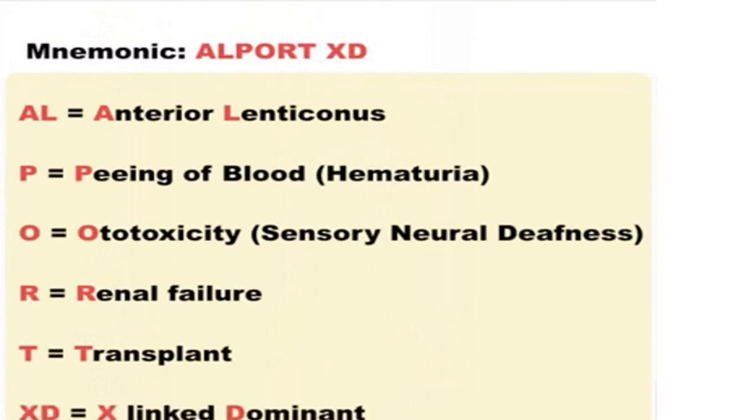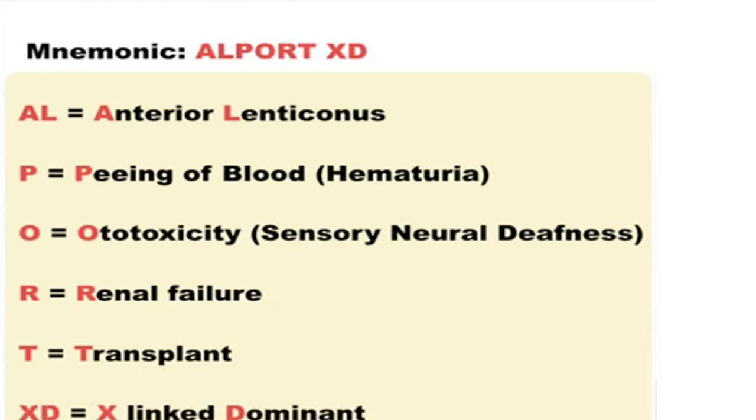So let's talk about its mnemonic. It also spells Alport syndrome, so it is easy to remember: Alport XD. So what is meant by Alport XD? AL is for anterior lenticonus, which means anterior lens dislocation, which is related to eye disease. P is for peeing of blood, hematuria, blood in the urine.